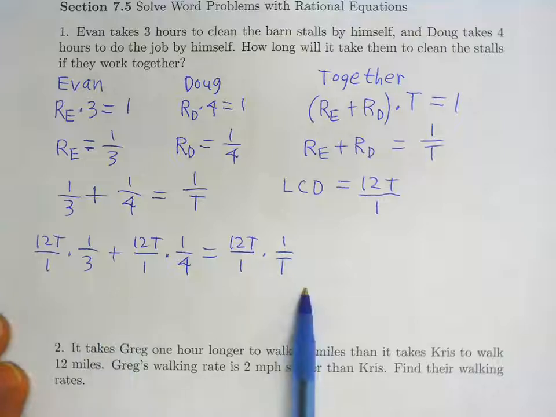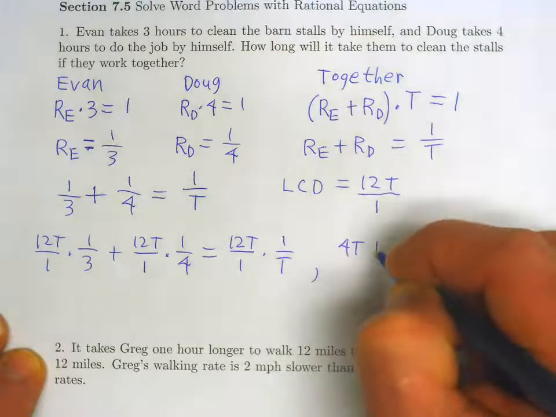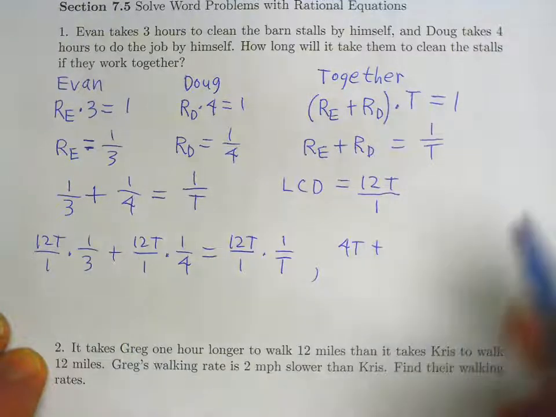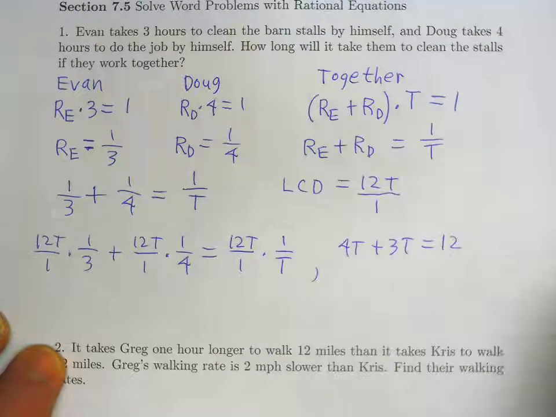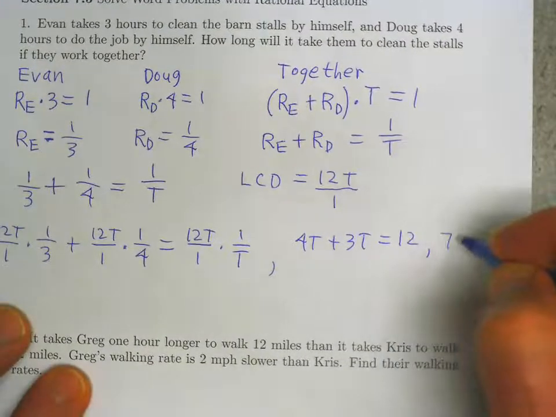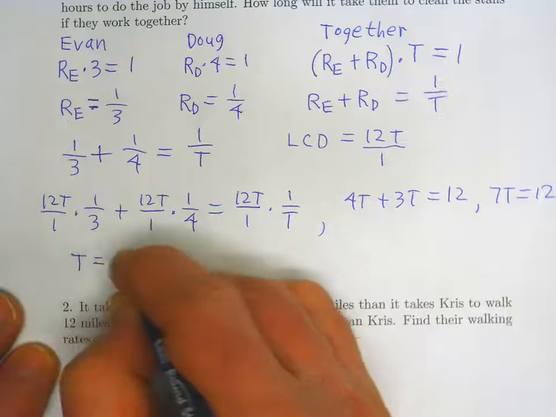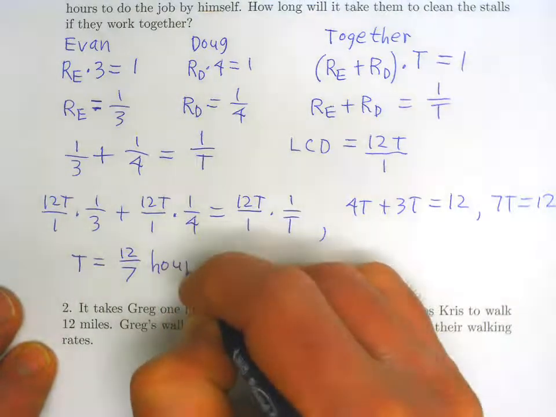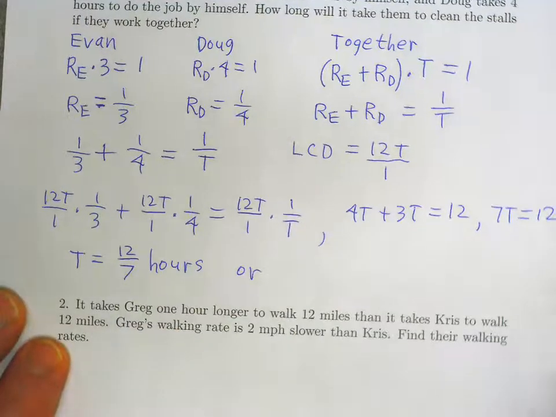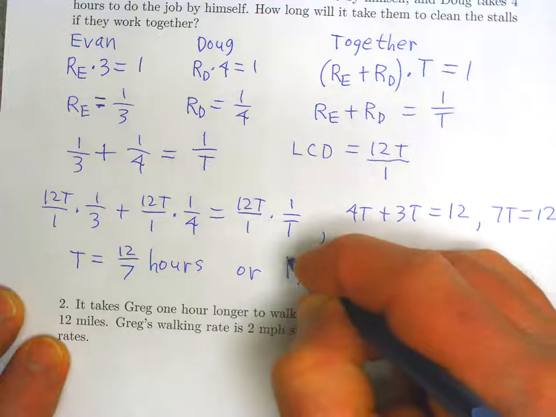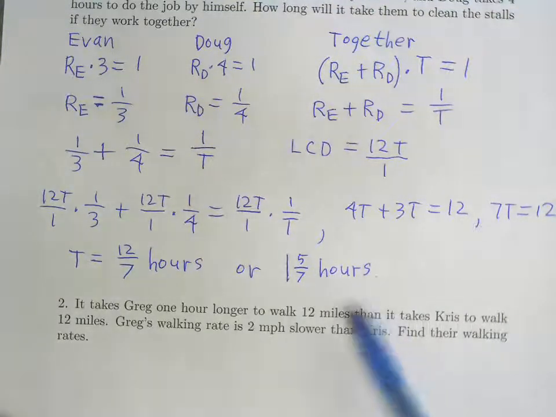Then each one of those products will simplify. 12t divided by 3 is 4t. And plus 12t divided by 4 is plus 3t. And on the right-hand side, 12t divided by t is 12. So we just get 7t equals 12, and then divide both sides by 7. T is 12/7 hours. Leaving it as an improper fraction is fine, but you can also say 1 5/7 hours is how long it would take them if they work together. So just leave the units in hours.